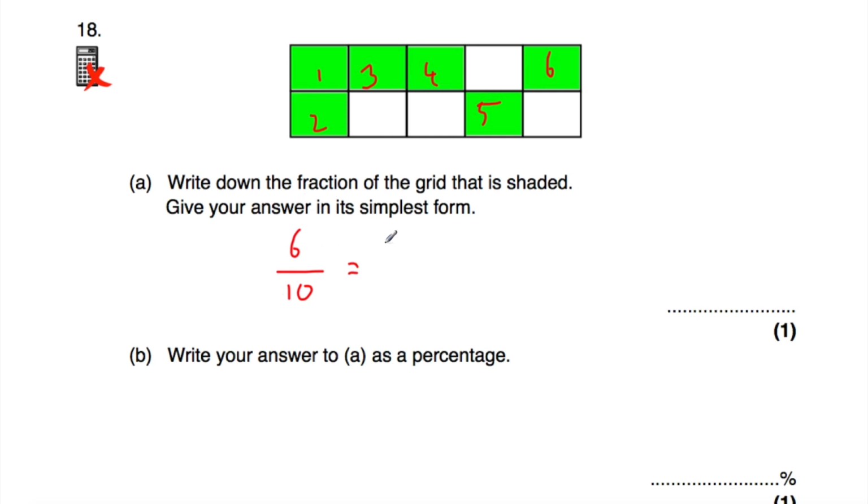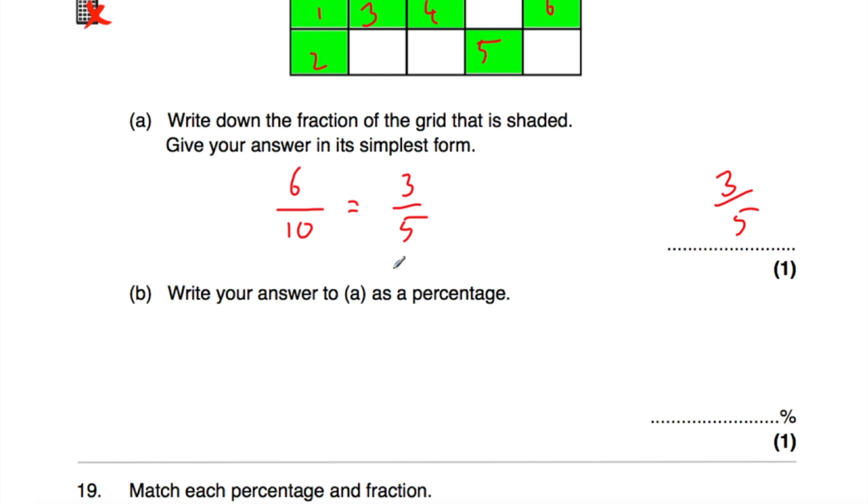We can cancel that down. Dividing both of these by 2 would be 3/5. So that means that 3/5 of that grid is shaded. Okay, and then part B. Part B says to write our answer to A as a percentage. So we need to write 3/5 as a percentage. Well, again, you could know it. 1/5 is 20%, so 3/5 would be 60%. I would just know that off by heart.